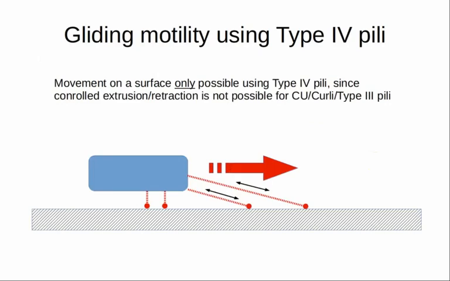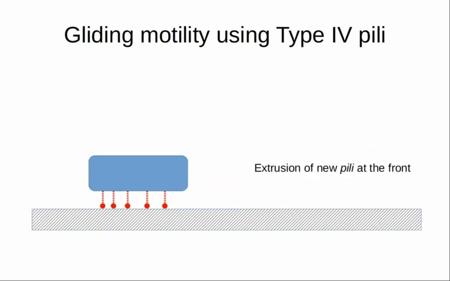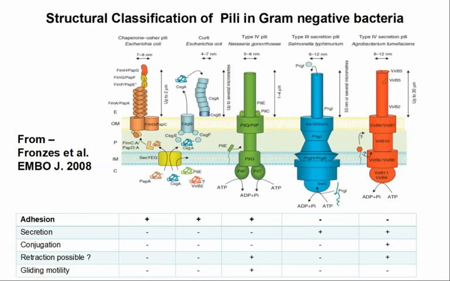So for type 3 pili, this polymerization is at the tip here. So it can't be controlled. It can't be reversed by the bacterium. Whereas for type 4 pili, the subunits are added at the base, and that's accessible to control because it's part of this structure that's in contact with the cytoplasm. So it can be controlled.